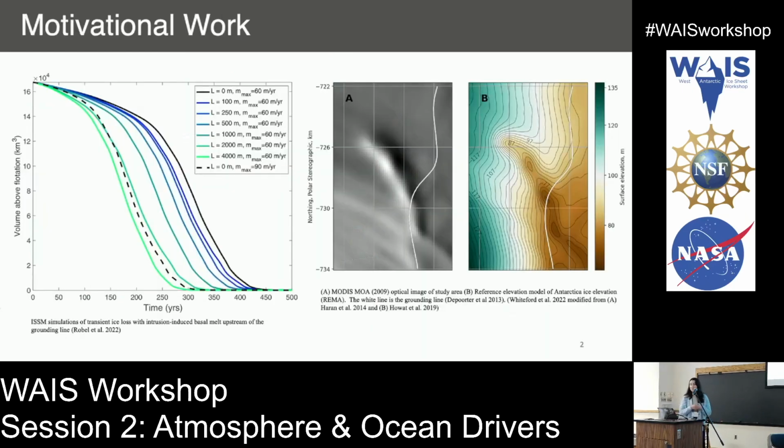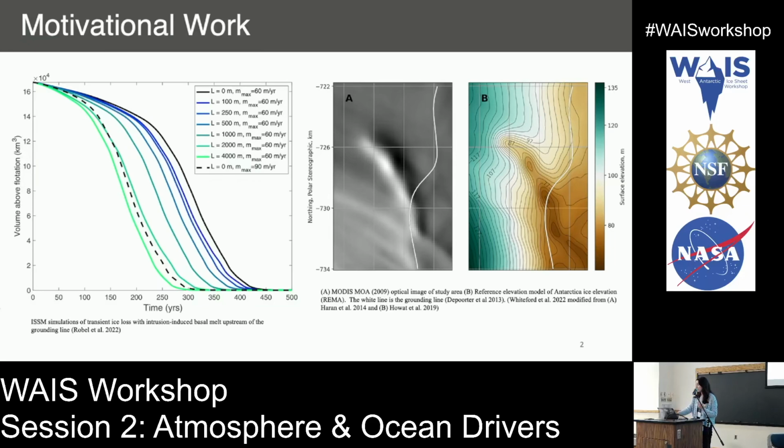Some of this previous work, this left figure, is from my advisor, Alex, where he looks at what if we include intrusion in an ISSM model and what that melt might look like. All of those blue-green solid lines are an increase in melting if we include this intrusion. And this right figure is just one of a number of observations looking at things like subglacial channels that cross the grounding zone and might provide a physical pathway for seawater to intrude and mix.